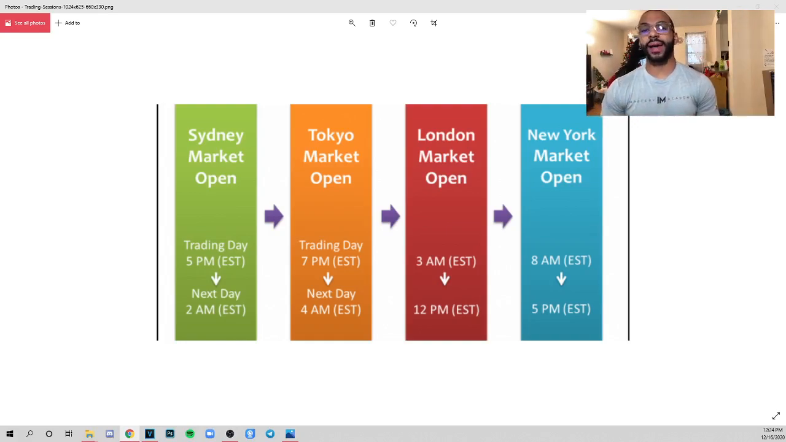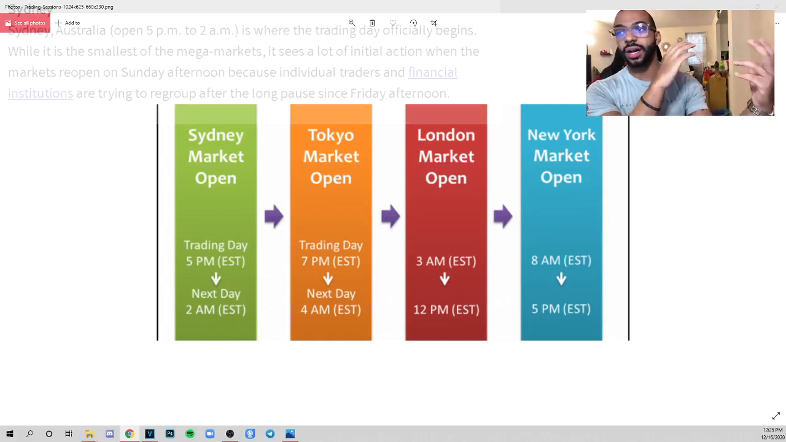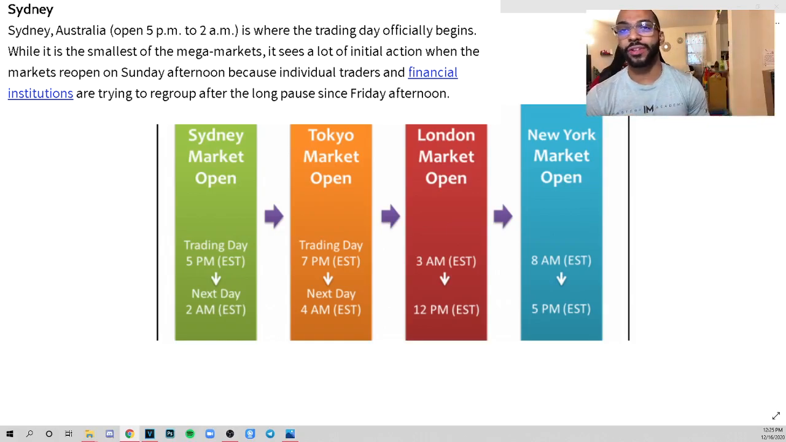The only real time you'll ever really see people open the markets or even begin to trade Sydney session is going to be on Sunday at 5 p.m. As a matter of fact, as I go through each session, I'm going to put a little bit of facts of each session right here on the screen that you all can take a look at.